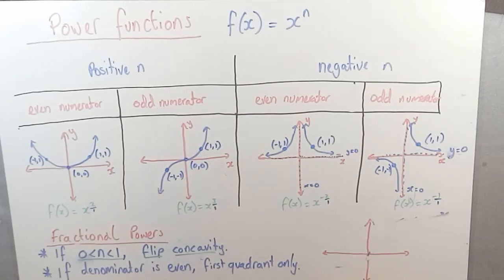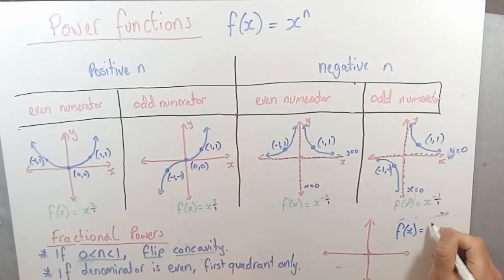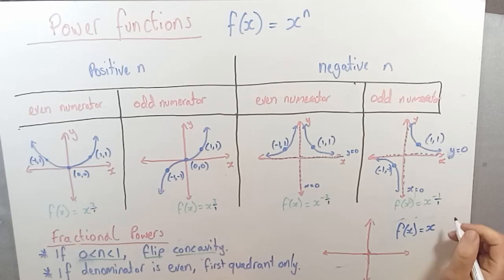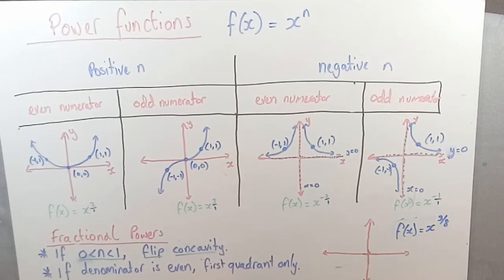Okay, so one more, so you get the idea. f of x equals x to the power of 3/8. Okay, so 3/8. I'm mainly focusing on these ones because the other ones are quite simple to do. So I've got 3/8 now.